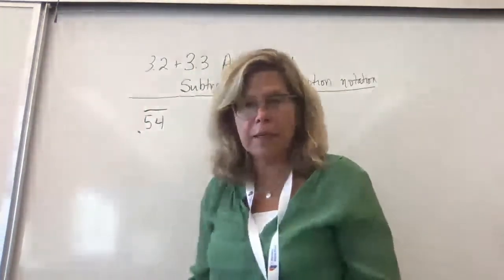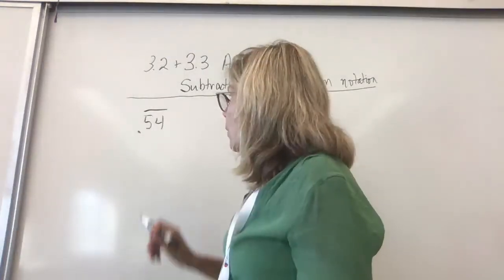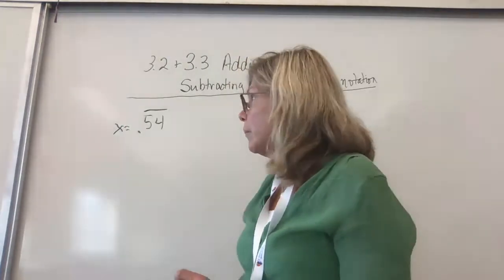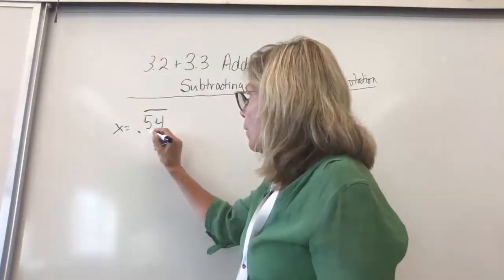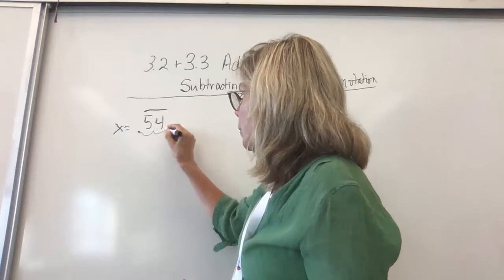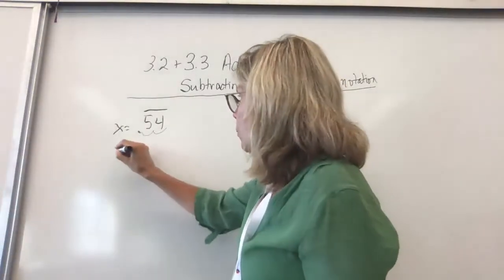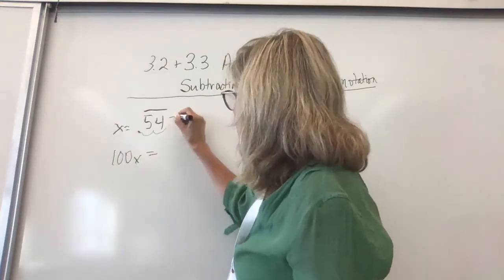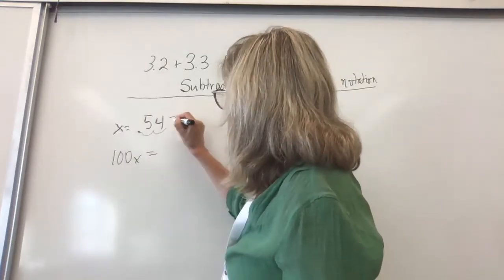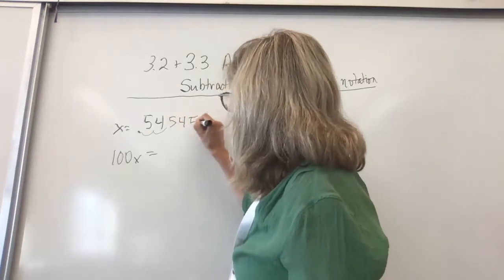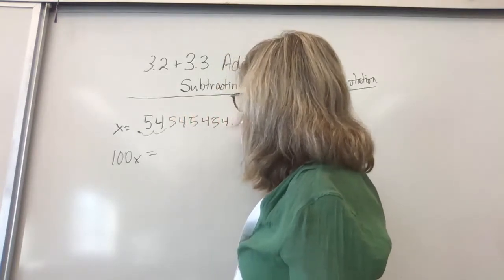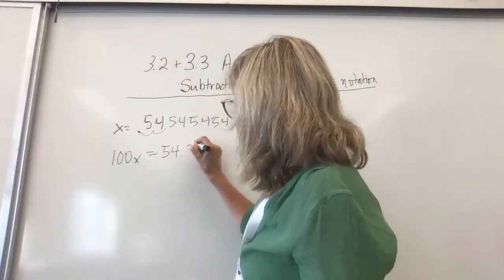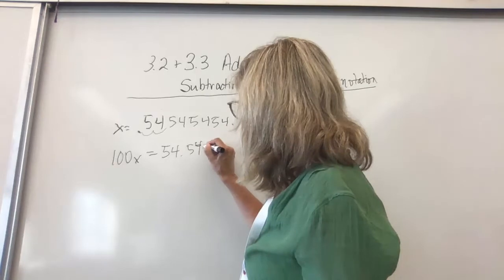Okay, and what is that? So we know that if we let x equal 0.54 repeating, what we want to do is go over 2 decimal places and not just 1. So we need to multiply by 100, to get 100x. So x equals 0.54545454, and so on. And 100x then would equal 54.545454.